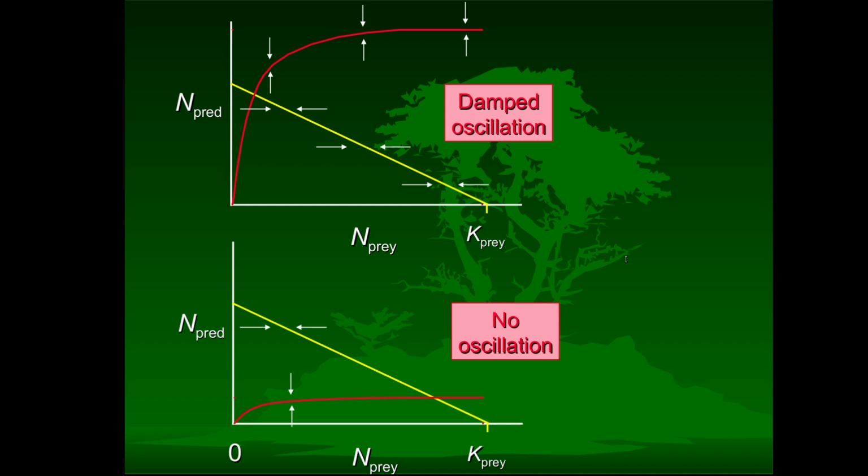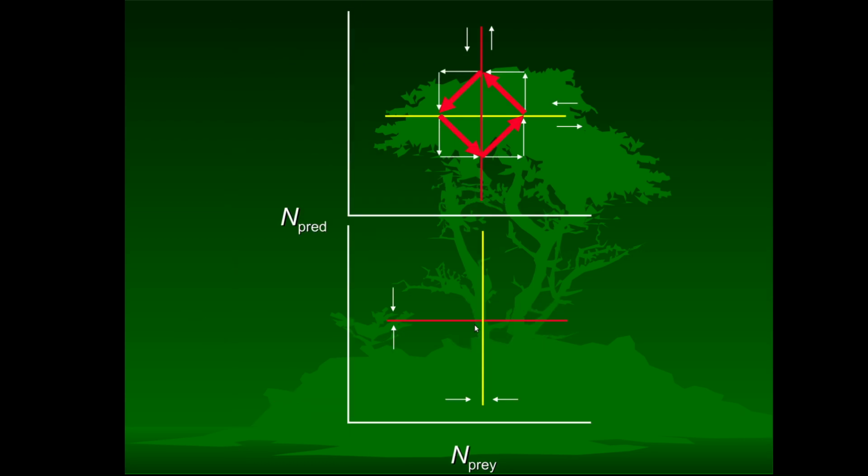If the two isoclines cross in a way so that when the resultant vector crosses into the next quadrant, it is no nearer the equilibrium point than it was in the previous quadrant. Like this. When it crosses into the next quadrant, it's no nearer the equilibrium point than it was before. So that occurs when the prey isocline is horizontal and the predator isocline is vertical.